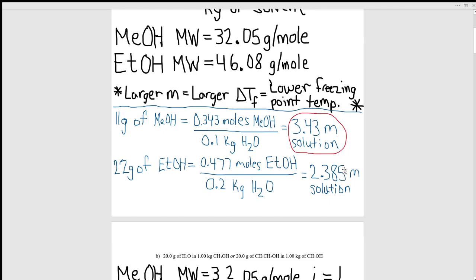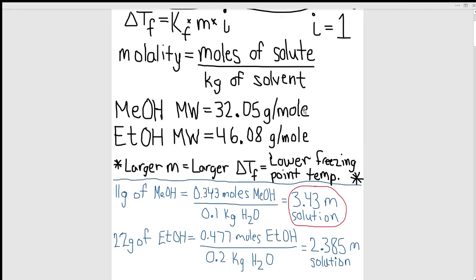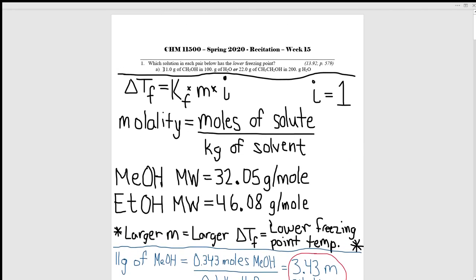When we compare the two molalities, we can obviously see that 3.43 is larger than 2.385. So since this solution has a larger molality, it's going to give us a larger delta T_F value, which means that it has a lower freezing point temperature. Therefore, the correct answer is that 11 grams of methanol dissolved in 100 grams of water is the solution that has the lower freezing point.